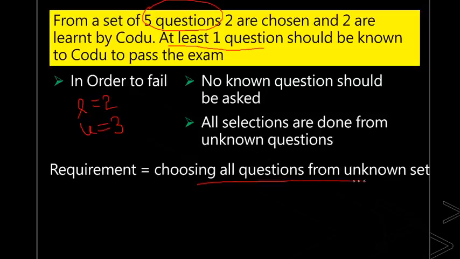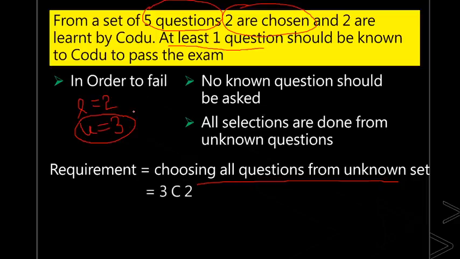Choose all questions from unknown set. Okay. So all choices should be made from unknown set only. Can you all understand this? Yes. So if you are going to choose 2 questions, choose both the questions from unknown set. Only then you will fail, right?